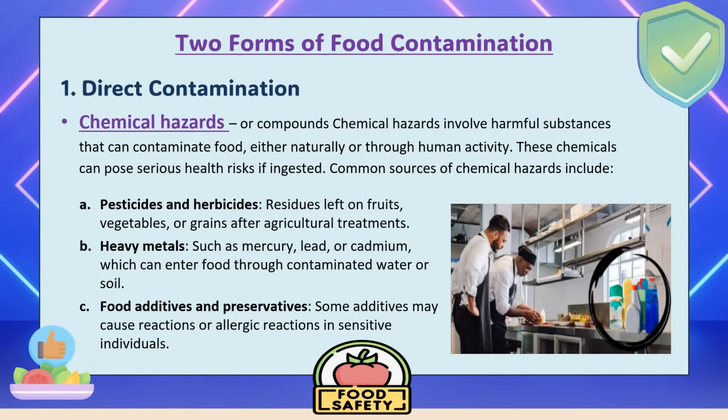The direct contamination: the chemical hazards, or compounds. Chemical hazards involve harmful substances that can contaminate food either naturally or through human activity. These chemicals can pose serious health risks if ingested. Common sources of chemical hazards include pesticides and herbicides, residues left on fruits, vegetables, or grains after agricultural treatments, heavy metals, such as mercury, lead, or cadmium, which can enter food through contaminated water or soil, food additives, and preservatives. Some additives may cause reactions or allergic reactions in sensitive individuals.